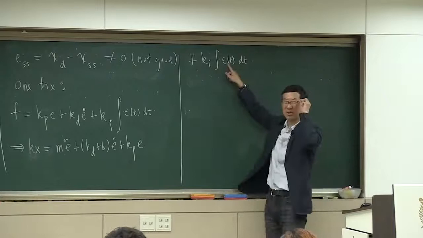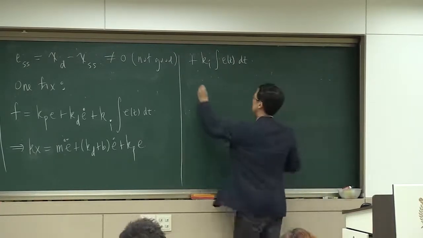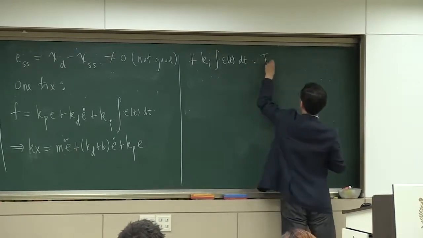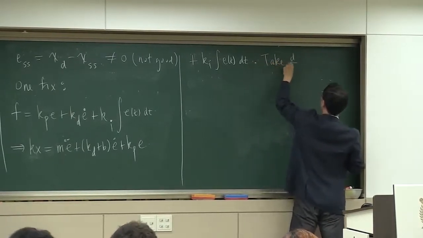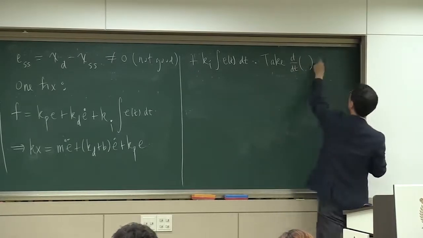This integral is kind of bothersome, right? So what we do is we take the derivatives of both sides. So take d dt of both sides.